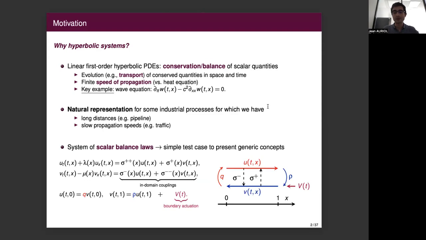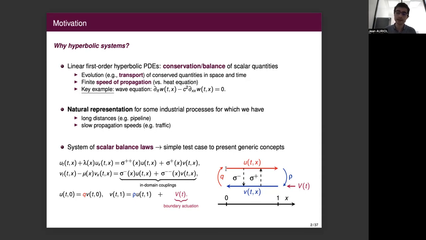The simplest example of a system of balance laws is given by the following equation. We have a system of scalar balance laws, and it's a system I'm going to use a lot to present some generic concepts that I can then extend. For those who are not familiar with this representation, you have two equations. The red one, which corresponds to the U state, is propagating from the left boundary located at x equal to 0 to the right boundary located at x equal to 1, with a speed of propagation given by lambda, which may depend on space.